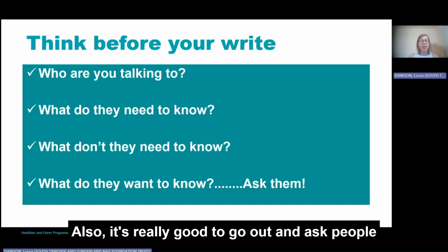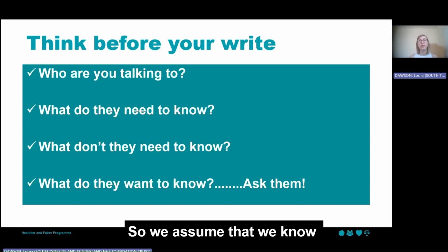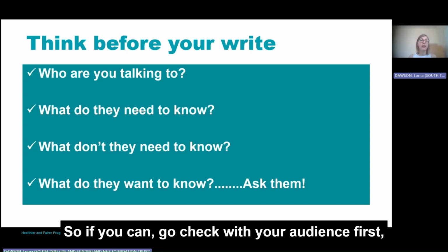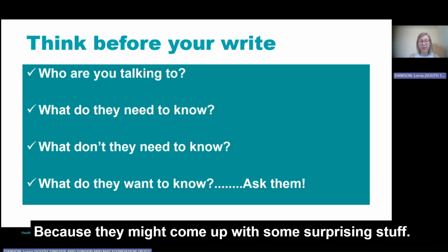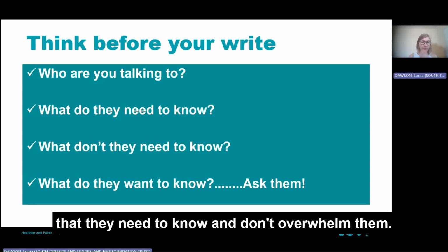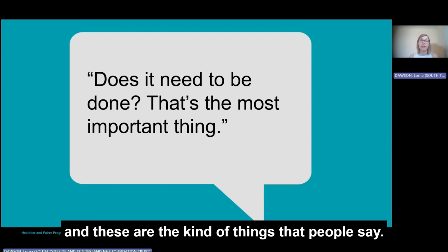Also, it's really good to go out and ask people what they want to know if you can. We assume that we know what people want to know, but actually people might come up with surprising things. So if you can, go check with your audience first: what would you like to know in this situation? But I guess the key thing is what are the essentials that they need to know, and don't overwhelm them.